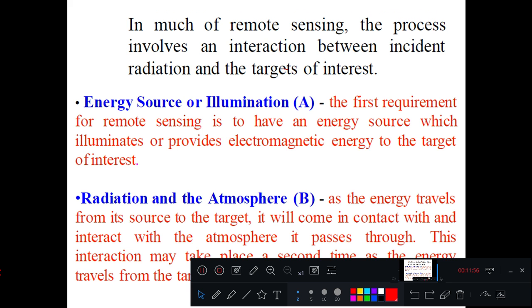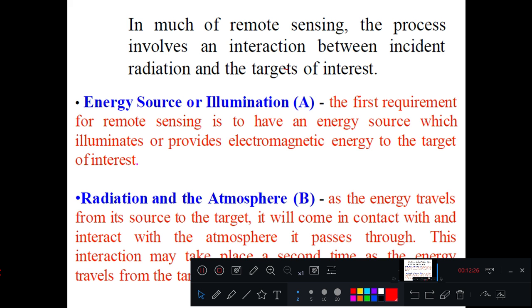In much of remote sensing, the process involves an interaction between the incident radiation and the target of interest. So the first one is energy, the first requirement of remote sensing, that is the light energy or energy source which illuminates the object, and it provides the electromagnetic radiation to the target of interest. Then the radiation and the atmosphere.